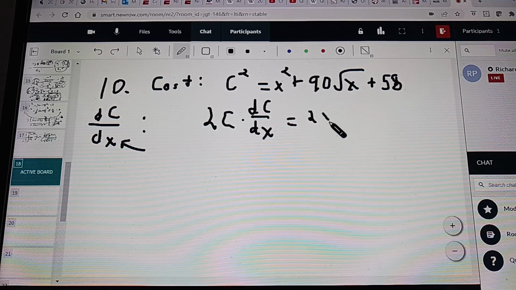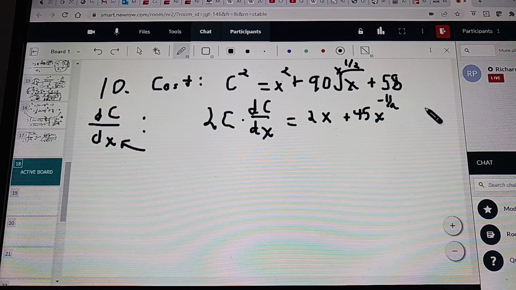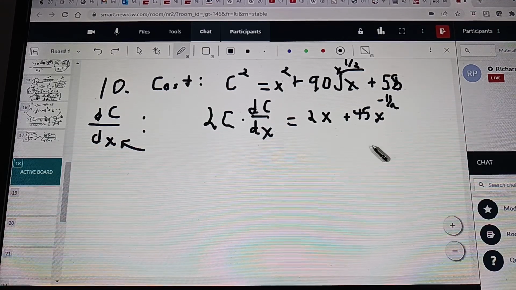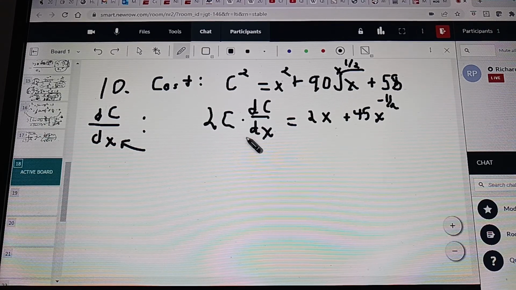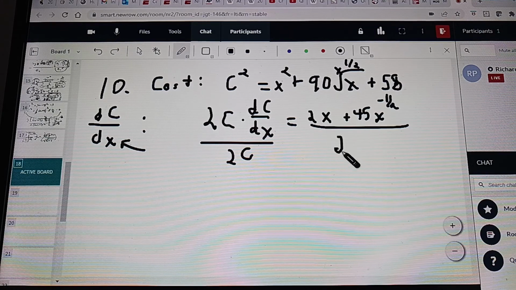The derivative of x squared is 2x. This is x to the 1/2. So 1/2 times 90 is 45, x to the negative 1/2. And the derivative of 58 is nothing. So I've got dc over dx isolated. I just need to divide by 2c. So here's the derivative of c with respect to x right here.